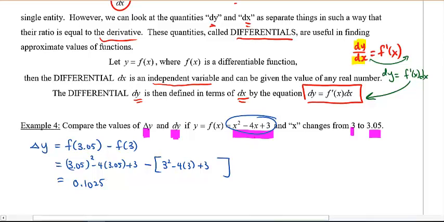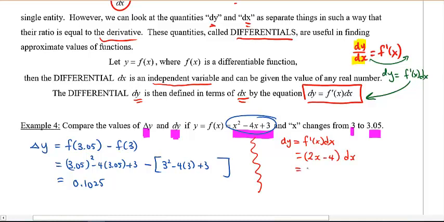So instead of doing that, we can use this equation, dy equals f prime of x dx, to help us do an approximation of the actual value of the change in y. So if you do this, what's the derivative here in this case? Well, the derivative of x squared minus 4x plus 3 is just 2x minus 4. And then we have to multiply that by dx.